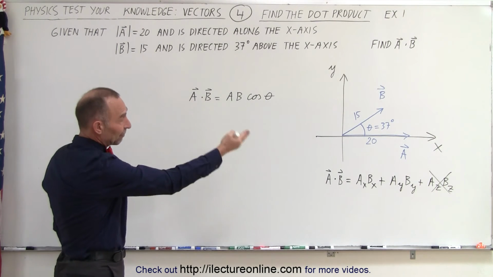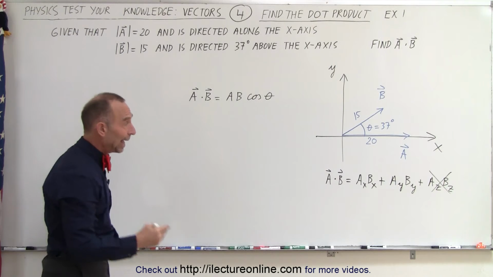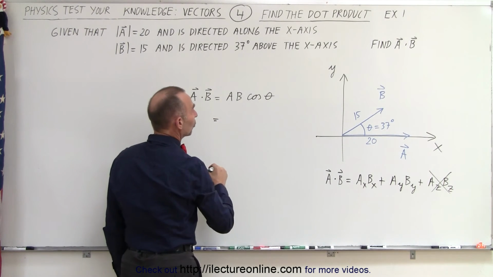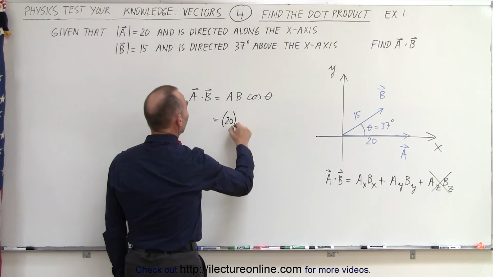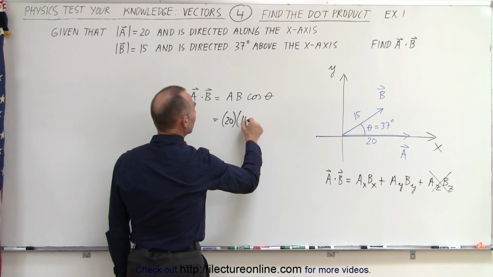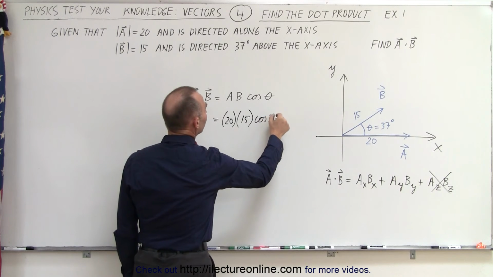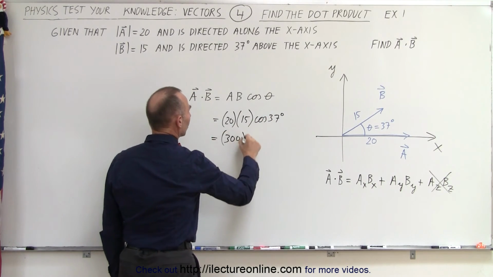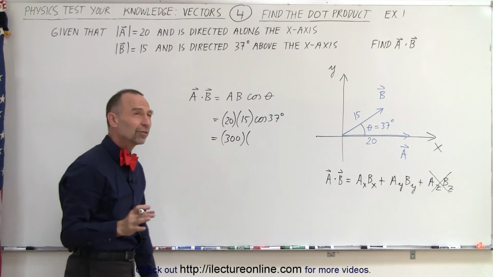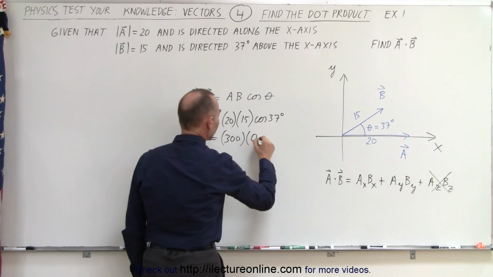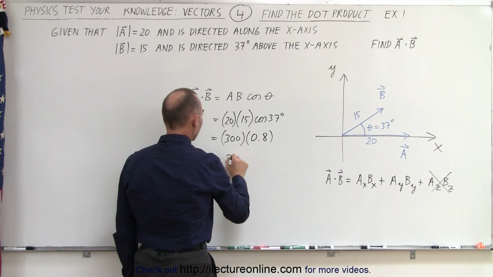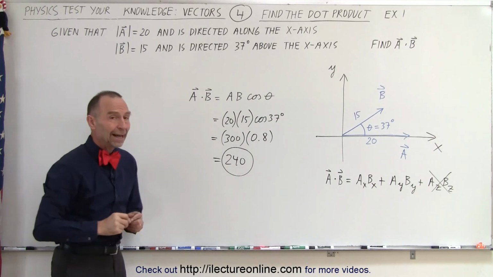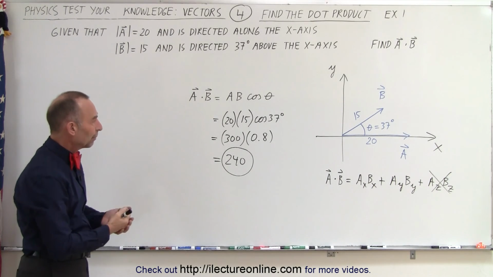And since they've already given us the magnitude of the two vectors and we know the angle between them, it would be a lot easier to use this approach. So the magnitude of A is 20, the magnitude of B is 15, and we take the cosine of the angle 37 degrees. So this is equal to 300 multiplied times the cosine of 37, which is about 0.8. So when we multiply, we get 240, which is the result of multiplying A and B via the dot product.